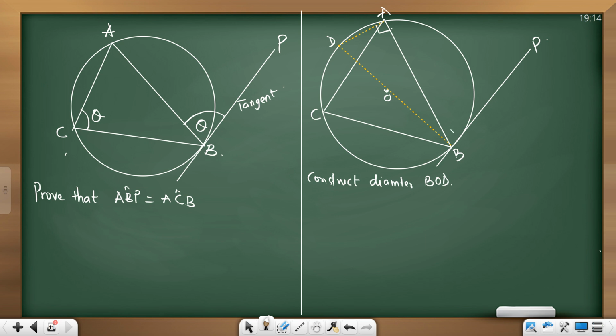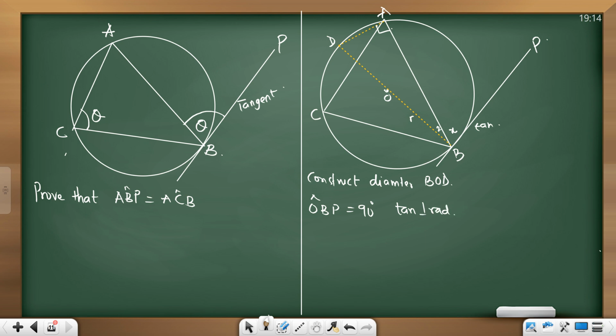Let's call this B1 and this B2, or I like to use X. Your aim is to find angle D. Please follow this. What is this? A radius. And what is that? A tangent. So angle OBP equals 90 degrees, because a tangent is perpendicular to the radius.